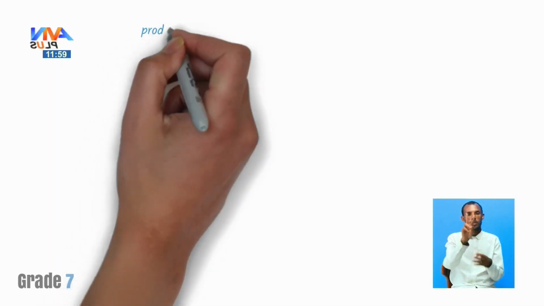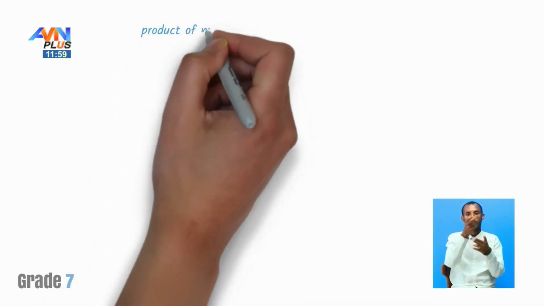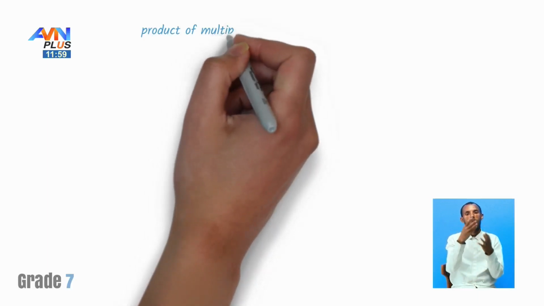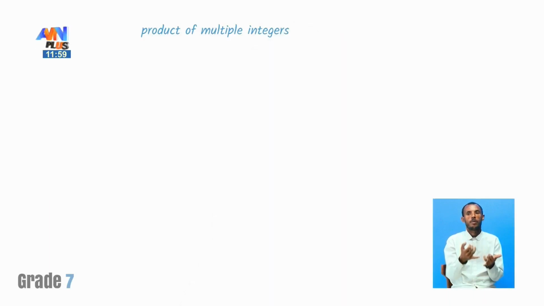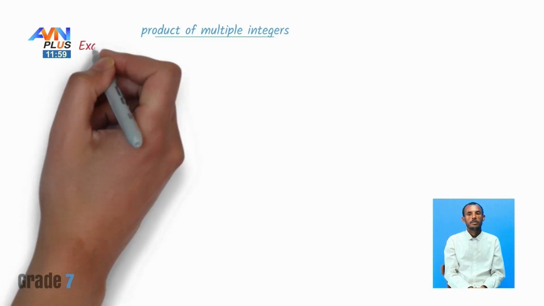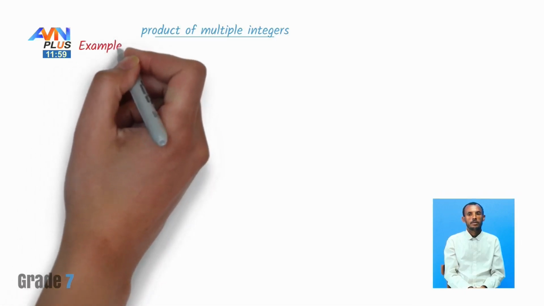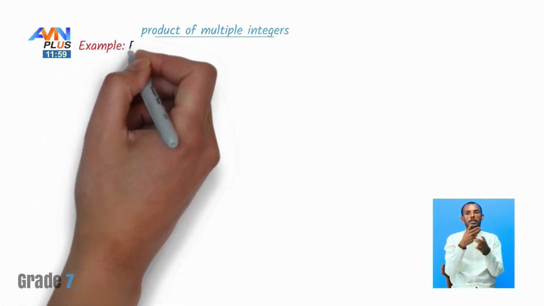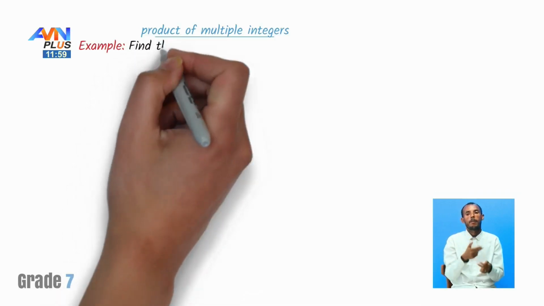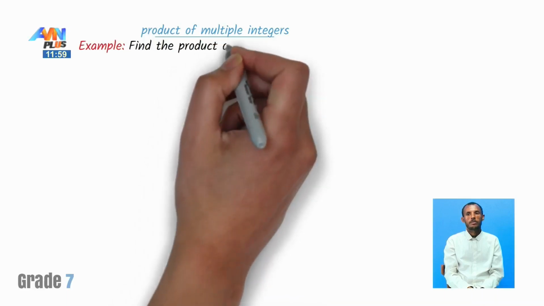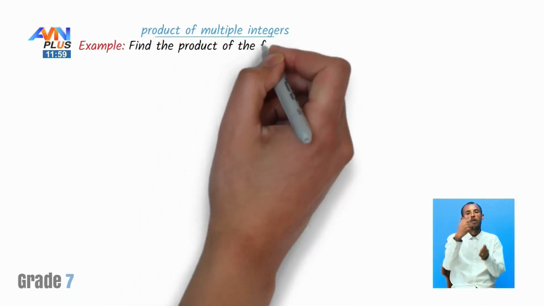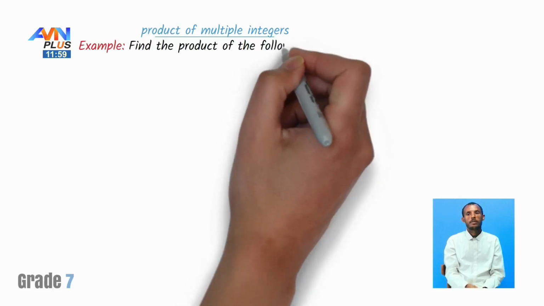Product of multiple integers. Now, let's see this one, for example. A, find the product of the following integers.